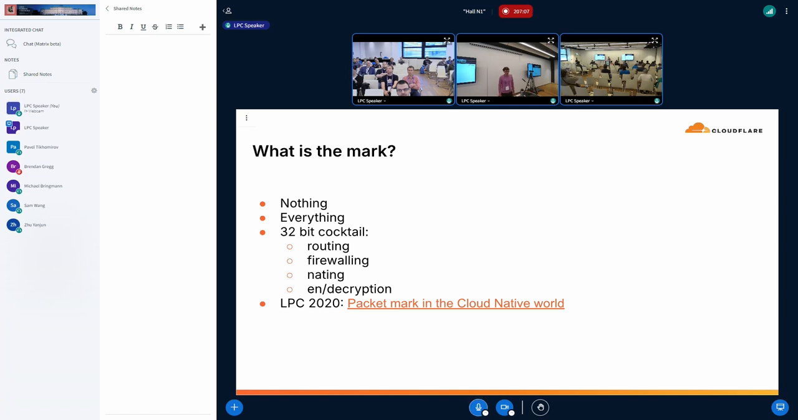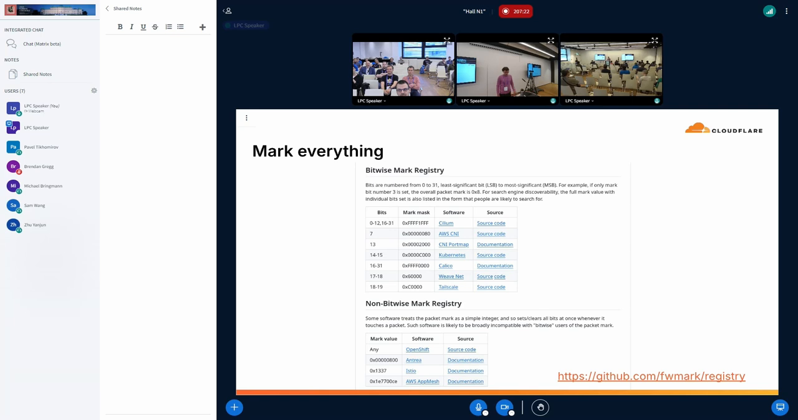But also, it's everything. It ends up being this 32-bit cocktail, everything you could possibly need. Routing, firewalling, NATing, encryption, decryption. And Joe Stringer at LPC 2020 gave a great talk on the packet mark in the cloud-native world and everything it's used for there. This mark really is used for everything. It's kind of the network stack. You need two things to talk to each other, use the mark. So there's even this registration class, which is the mark different services are using.